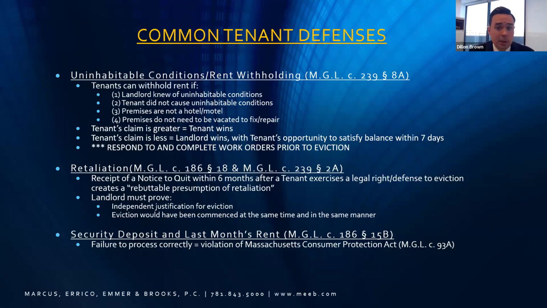And case law says that so long as there's an independent justification for eviction, non-payment of rent in this case, the landlord can still prevail and rebut that retaliation, because the landlord has an independent justification, meaning the tenant failed to pay rent, and therefore I would have commenced this summary process action anyway in the same time, in the same manner. I was never going to let this go past 3 or 4 months, and until I'm paid in full, we're going full steam ahead. So, those are the two big ones.